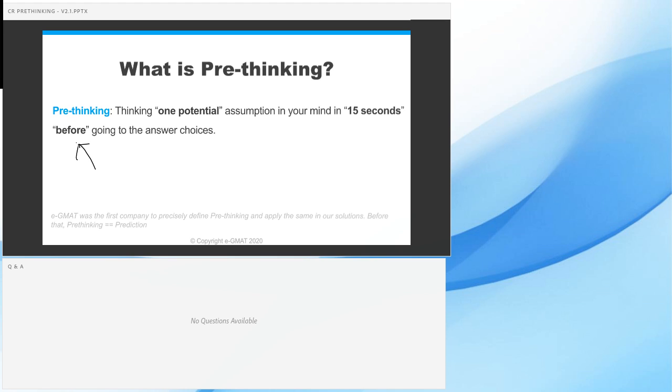Pre-thinking is a litmus test. It's a process that ensures that when you read the argument, you comprehend how the author arrives at the conclusion. You understand the author's justification to come to the conclusion, and you're able to visualize the information that the author has provided. That's all pre-thinking is. The reason we make you think of one potential assumption is because we want to make sure that you're able to pre-think.